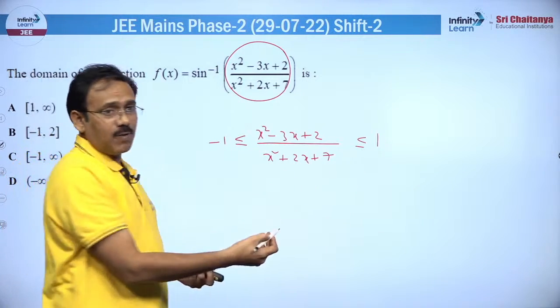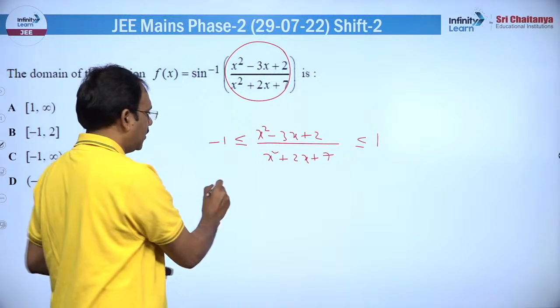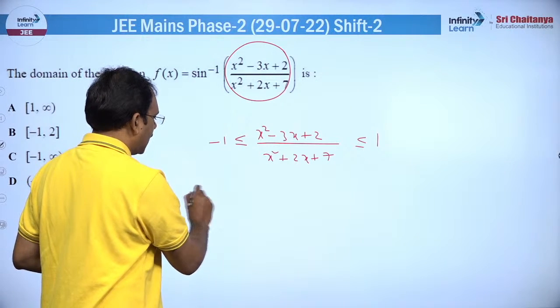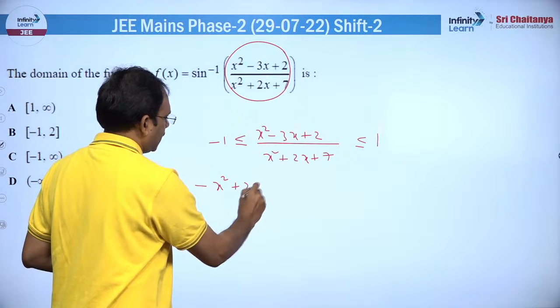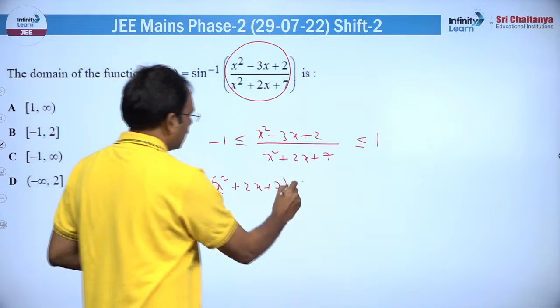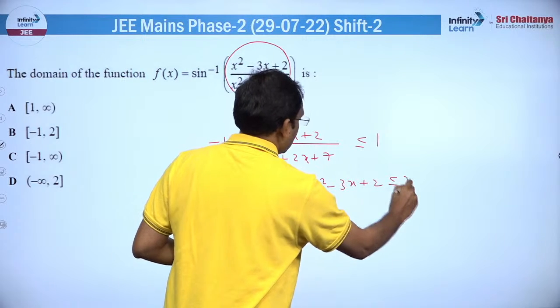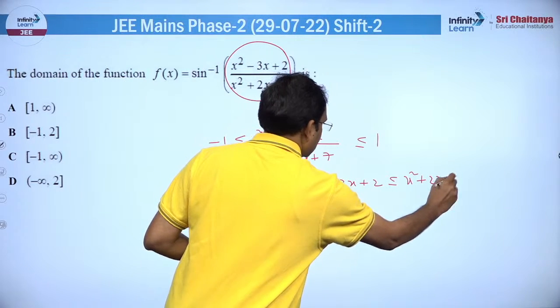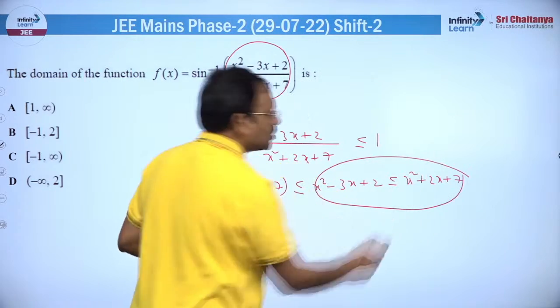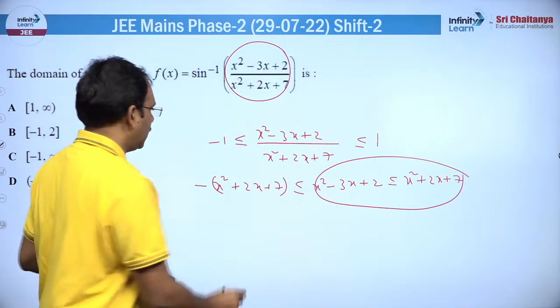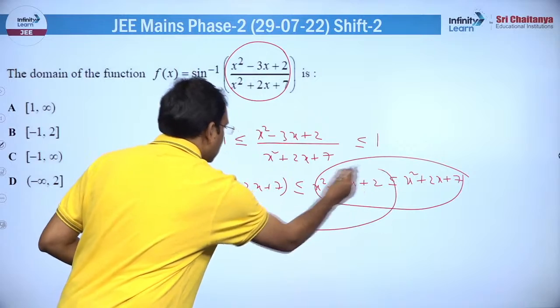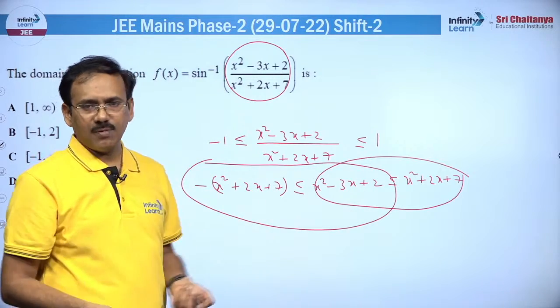Denominator is always positive, because delta is negative, you can comfortably write it as minus of x square plus 2x plus 7 is less than or equal to x square minus 3x plus 2 less than or equal to x square plus 2x plus 7. You solve this inequation, you will get one quadratic inequation, and you can also take this part, you will get a second, you take the common solution.